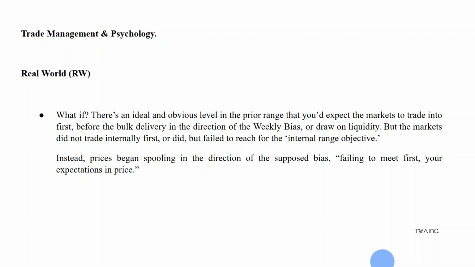What if there is an ideal and obvious level in the prior range that you expect the market to trade into first before the bulk delivery in the direction of a weekly bias or draw on liquidity? But the market did not trade internally first, or they probably traded internally, but failed to reach this internal range objective. Now, leave all of these semantics.